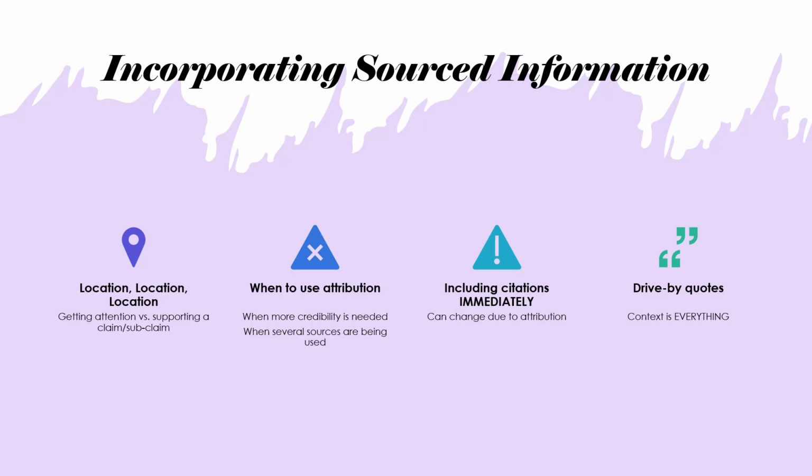And so we want to make sure that every time we are using information from another source, it has a specific purpose and that we've set it up in our paragraph, maybe through transitions, maybe through an introductory sentence, maybe through a comparative structure, to show why we are including this information.